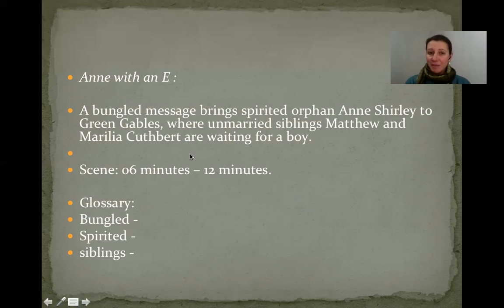A bungled message brings spirited Orphan Anne Shirley to Green Gables, where unmarried siblings, Matthew and Marilla Cuthbert, are waiting for a boy.